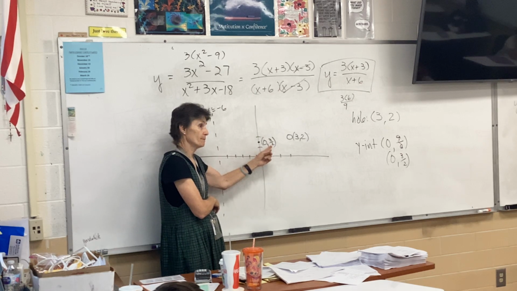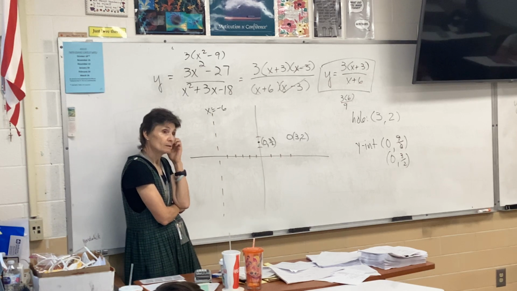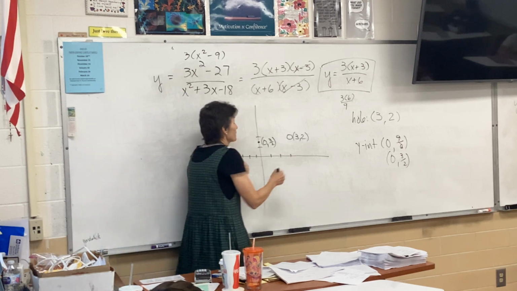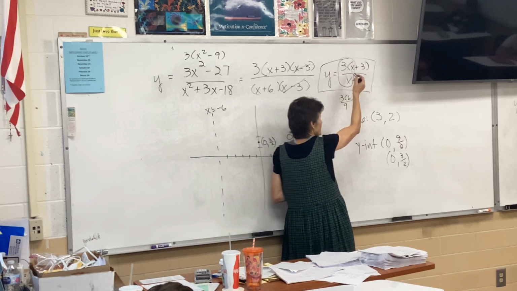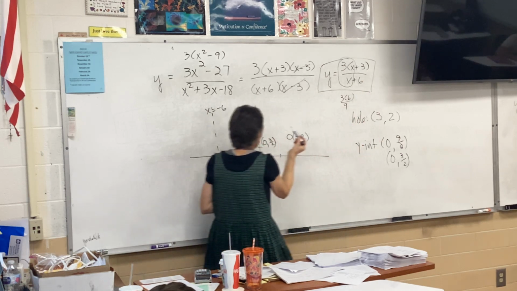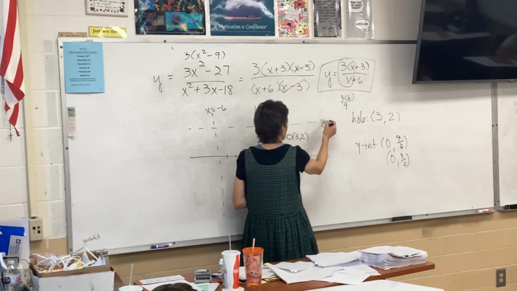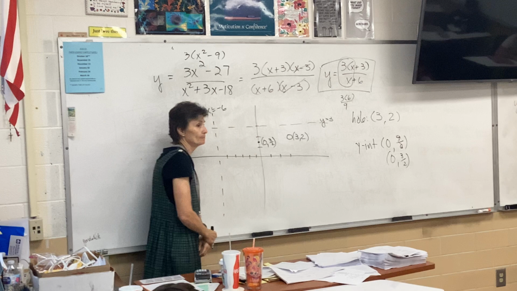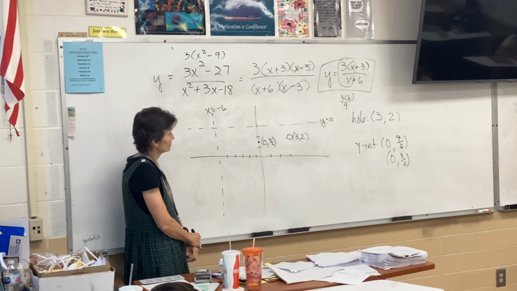That's your y-intercept. Now what about the horizontal asymptote? I got 3. How many x's do you have on top? 3 x's? How many on the bottom? 3 over 1 is 3. So your horizontal asymptote is at y equals 3. Okay?